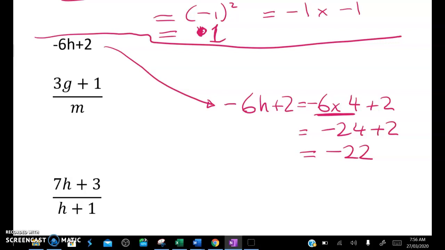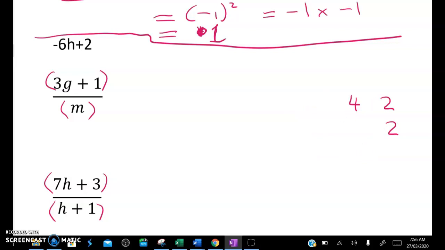Right, the next two have got fraction lines in them, because as you know from yesterday, that's what we use when we're working with algebra. So you can think about there being invisible brackets around the top and around the bottom, and that helps quite a lot. I'm just going to erase this. So we substitute in our values just as we did before.